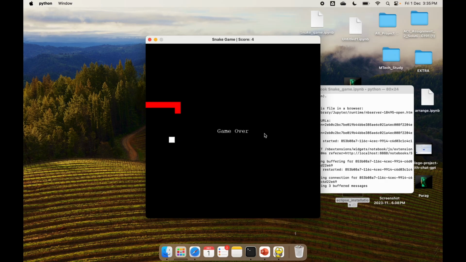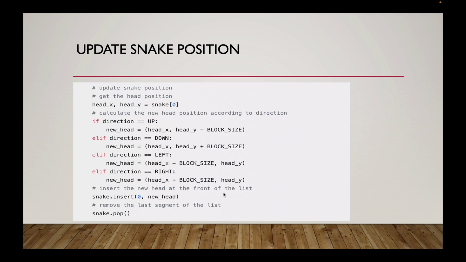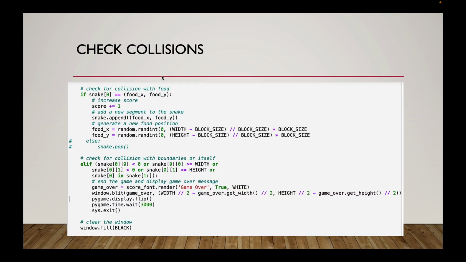Now the game is over. The snake so that it can move forward. Let's go to next slide. Now here we are going to check collision. So check the collision with food. It means when snake will touch the food, we will increment our score by 1 and we will append this new coordinate, this food coordinate to the snake. Then again we will generate new food using the random.